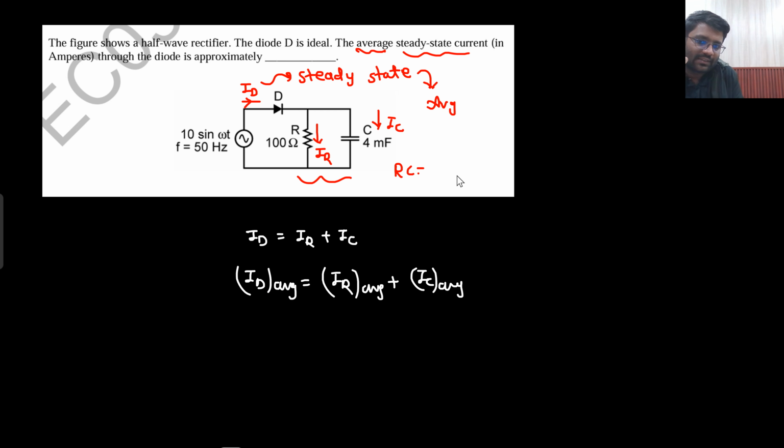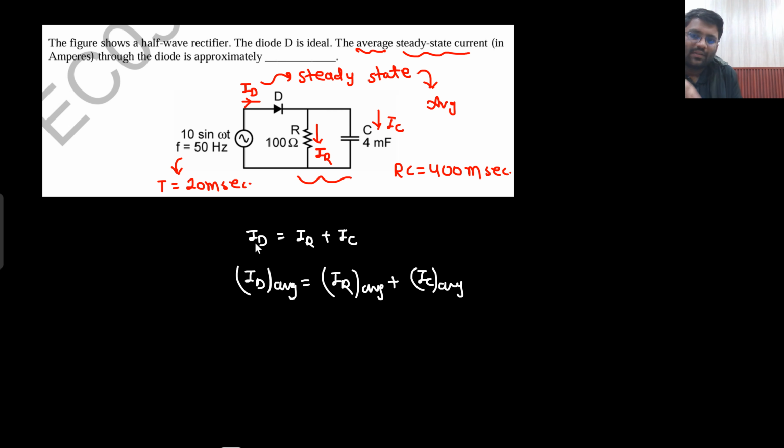What is the value of RC? Just let me know what is the value of RC. RC value is 400 milliseconds. And what is this time period? The frequency is 50 Hz. So what will be the time period? 1 by 50, that means 20 millisecond.